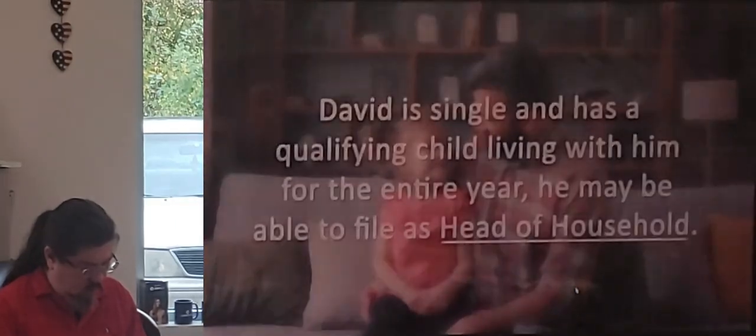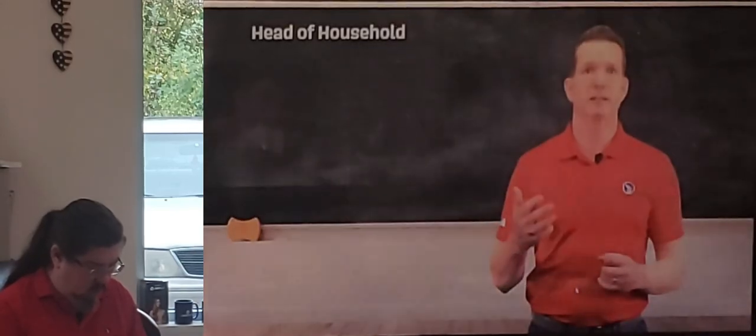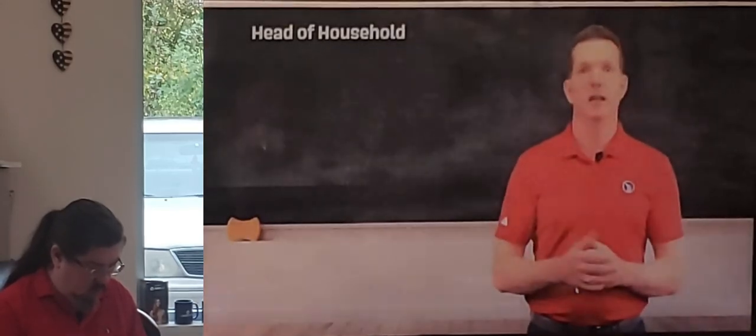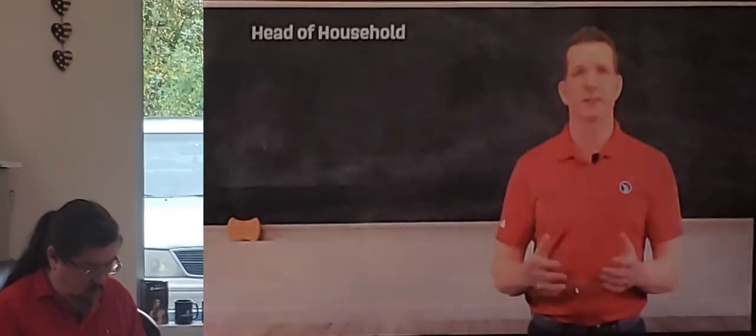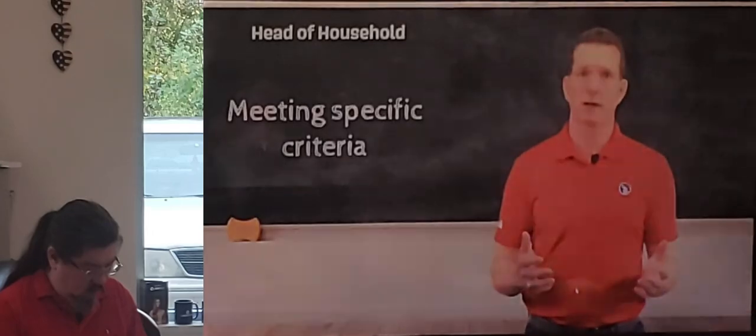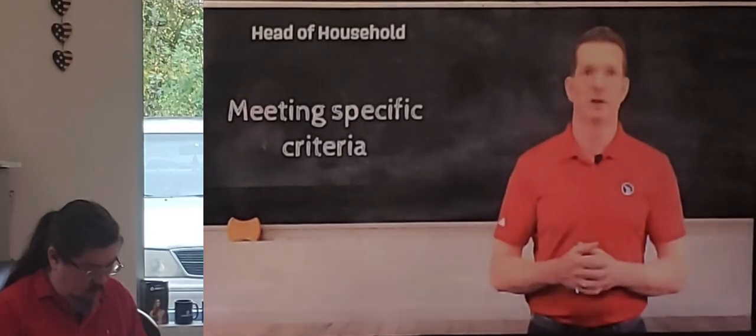For example, if David is single and has a qualifying child living with him for the entire year, he may be able to file as head of household. Another example that may qualify for this status is Jordan, who is unmarried and supports her aging parent who lives with her. This status offers a higher standard deduction and lower tax rates compared to the single filing status. Qualifying for this status requires meeting specific criteria, making it essential for tax preparers to understand the nuances involved.